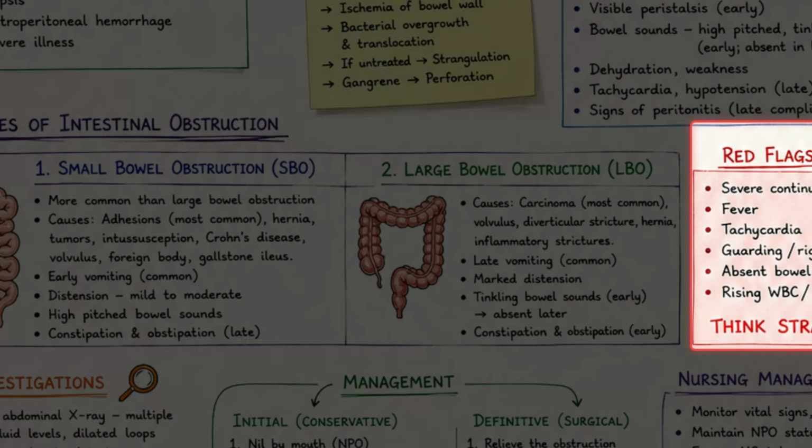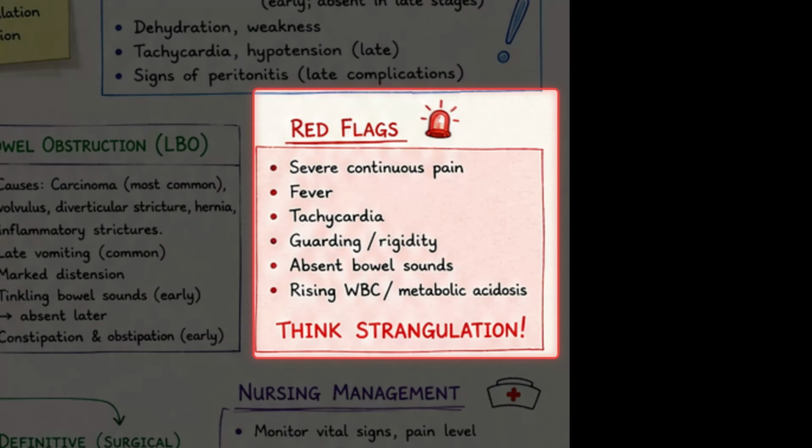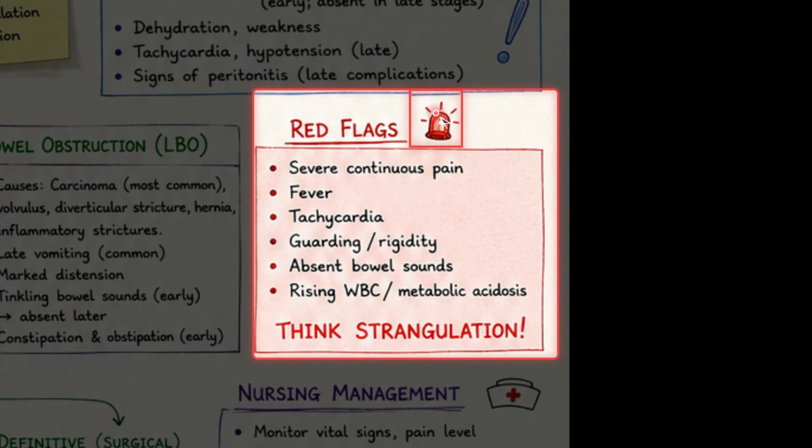Pay clinical attention to these red flags. In mechanical obstruction, pain is normally intermittent and colicky. However, if the pain transforms into severe, continuous, unremitting abdominal pain, suspect tissue ischemia and strangulation. Fever and unexplained tachycardia are sensitive indicators of systemic inflammatory response due to devitalized tissue.